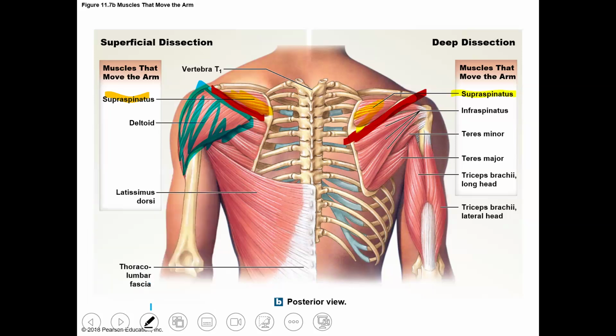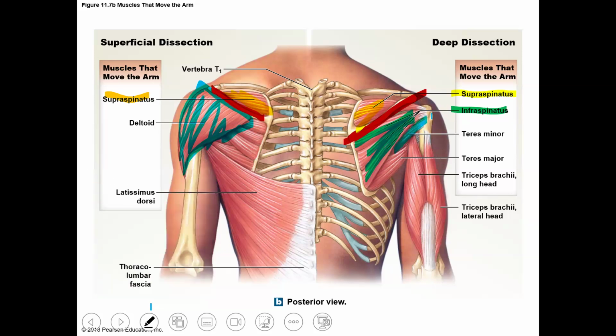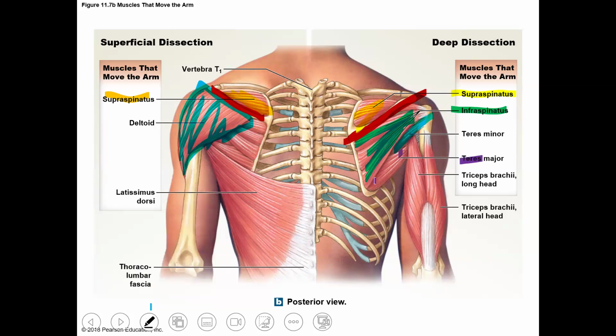You can see infraspinatus here. And then again, teres minor, hard to differentiate. And teres major, bigger and on bottom. And then you can see the tricep. If the bicep was 2 heads, tricep is 3. Okay, so triceps. Great.